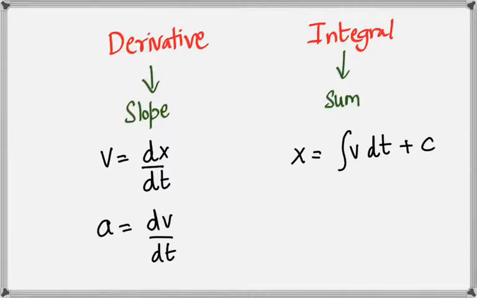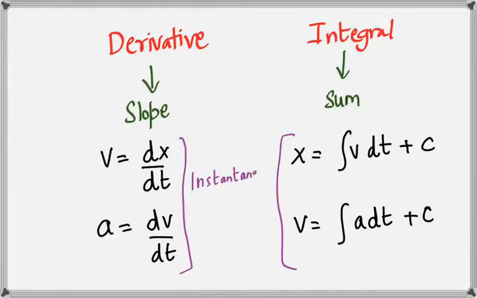Acceleration is the derivative of velocity and velocity is the integral of acceleration. We need to remember that we are going to get instantaneous values when we find the functions for these physical quantities, because they will be found as functions of time, so we can substitute the value of time and get the instantaneous values.